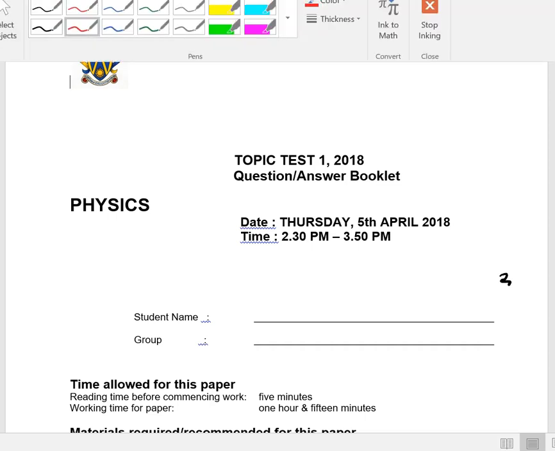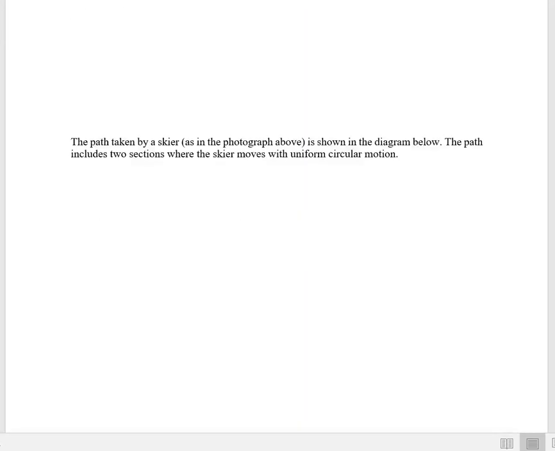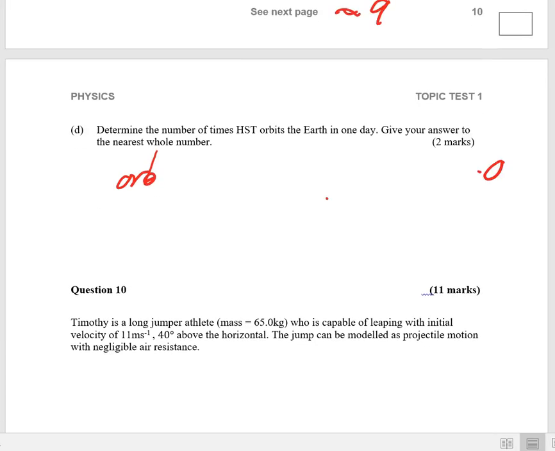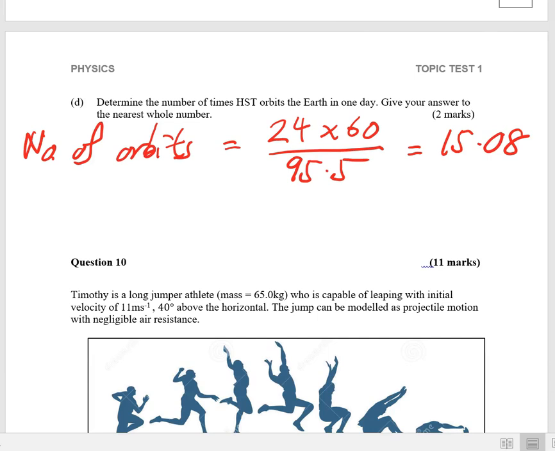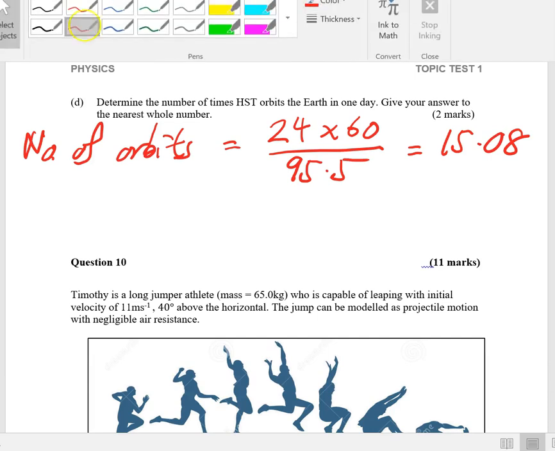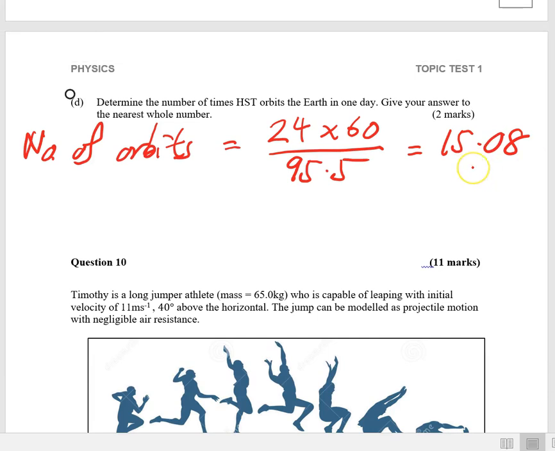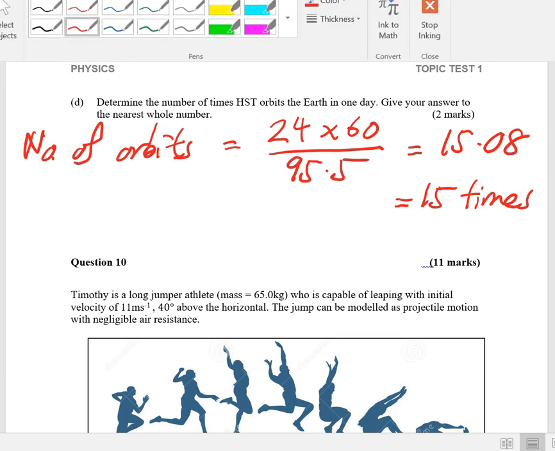There's a jump over here. I do not know why. Let me move back to the question. This is not your final answer, because the nearest whole number is 15 times. So that's the first part of the long question.